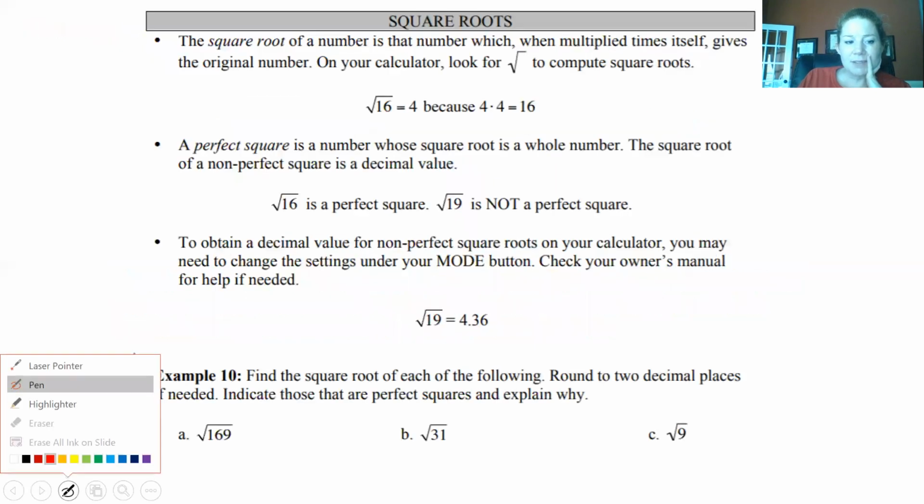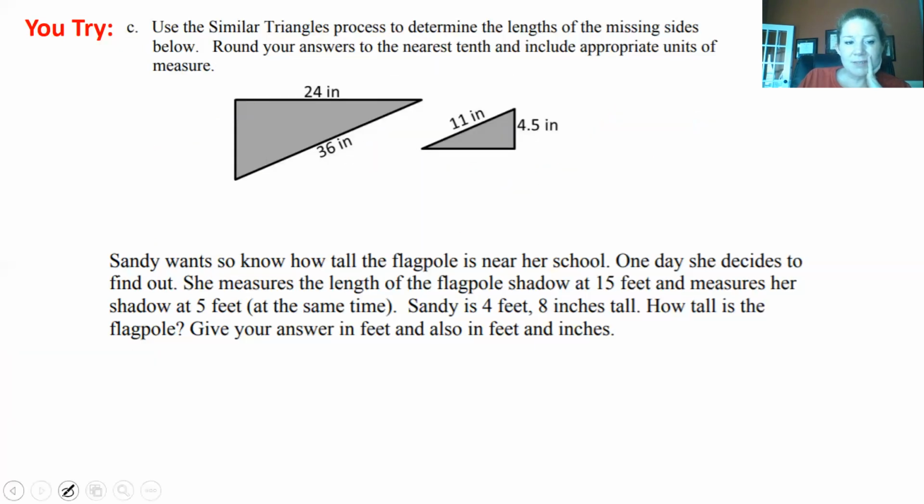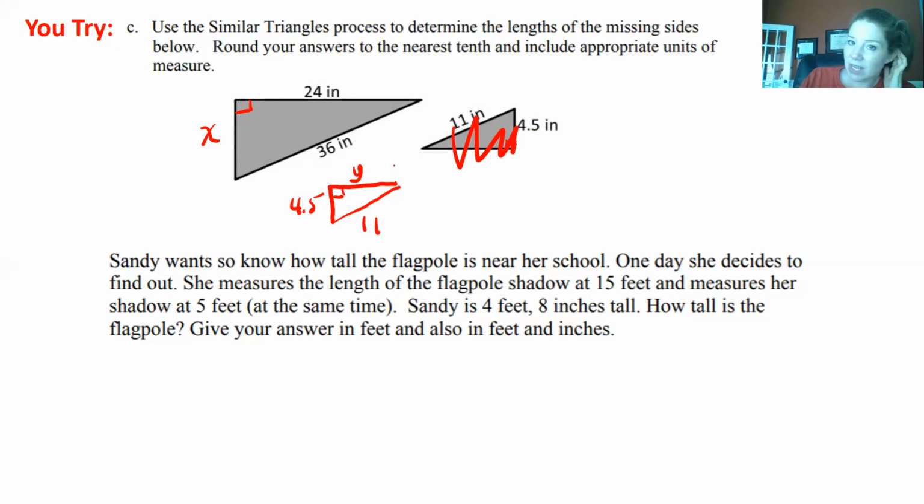Let me just redraw it. I'm sorry. So here is our right angle. Are you with me? Here's our right angle, and here's our right angle. I'm trying to make sure I put corresponding sides together. So we know for sure that 36 goes with 11, and the shortest side is 4.5. That means we're missing this leg of this right triangle and this leg of the smaller right triangle, so we have to solve for both of them.